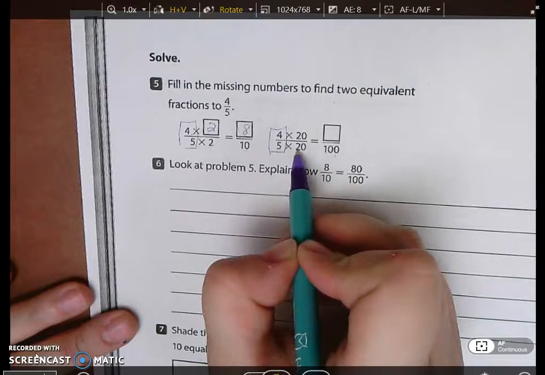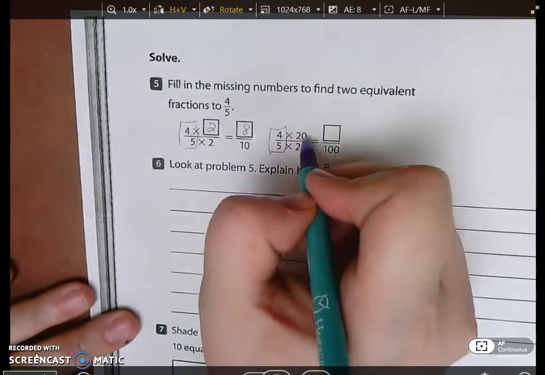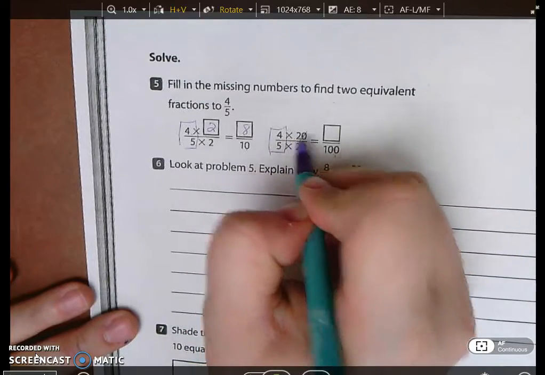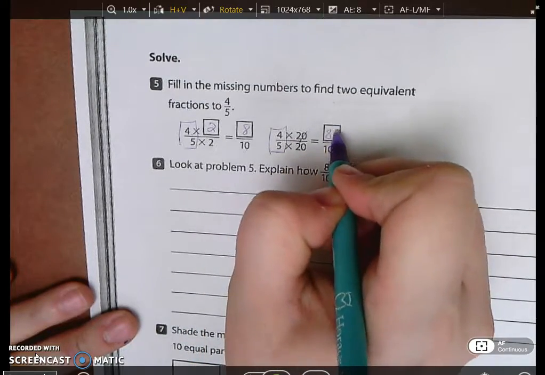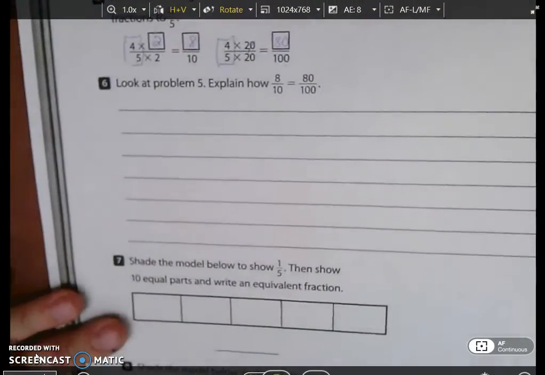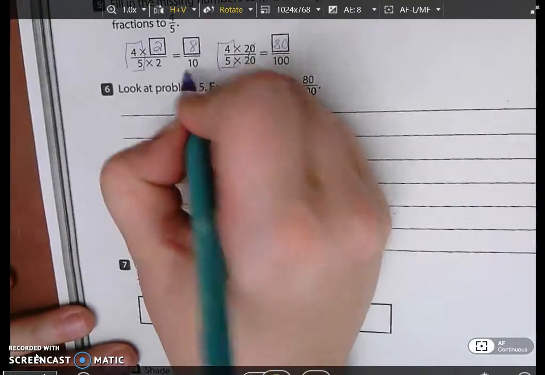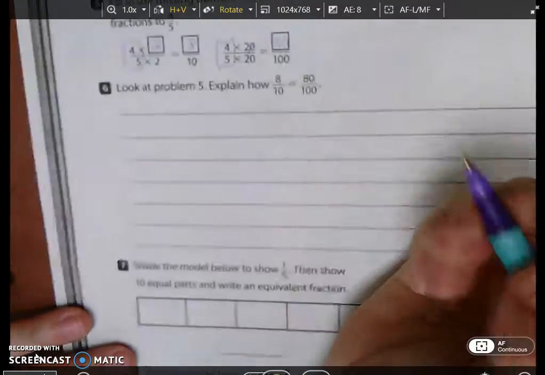Next one, 5 times 20 equals 100. So if I do 20 on the bottom, I have to multiply by 20 on the top. 4 times 20, cancel out that 0. 4 times 2 is 8. Add that 0 back on. 80 out of 100. So number 6, look at problem 5. Explain how this 8/10 that we got right here is equal to this 80/100.